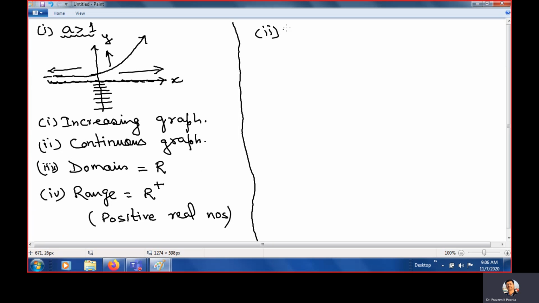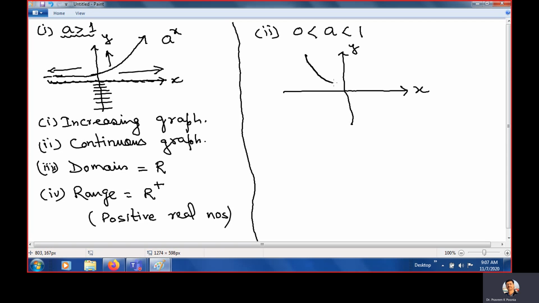On the other hand, if we have 0 less than a less than 1, here the graph we are going to draw is a^(-x). It is x, it is y, and it will be like this one. It will start like this and it will end like this. This is a^(-x). Because we have chosen a, we call it a^x, but this can be written as a^(-x), which is (1 upon a)^x.